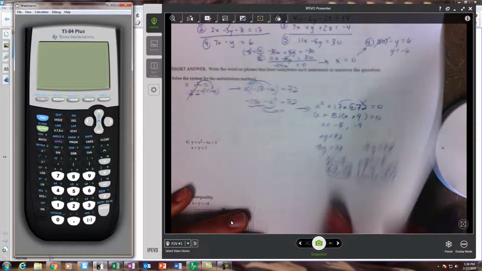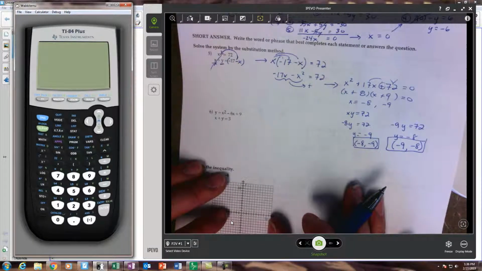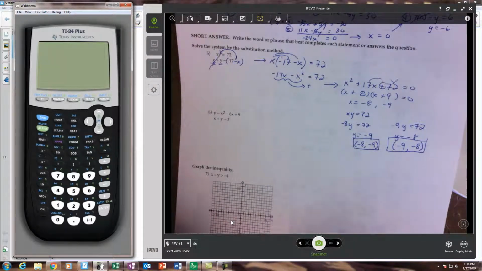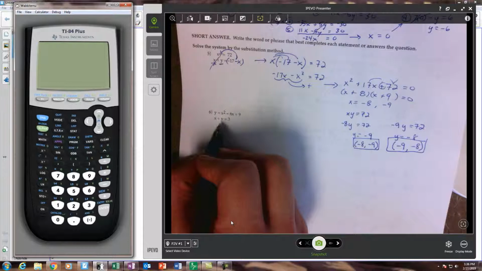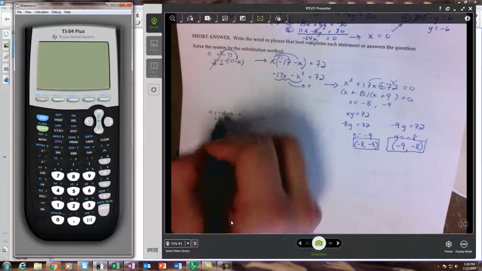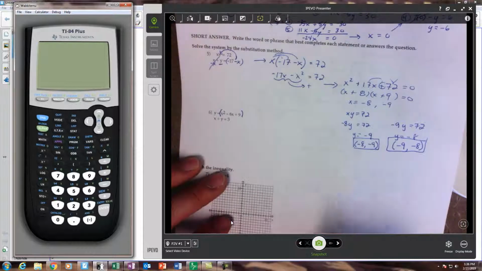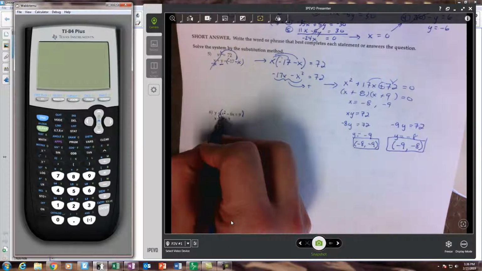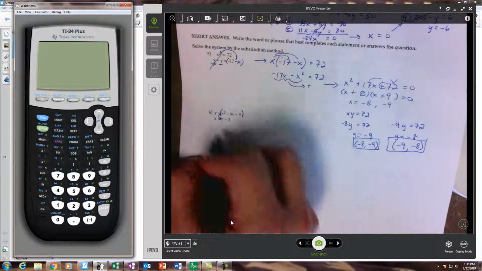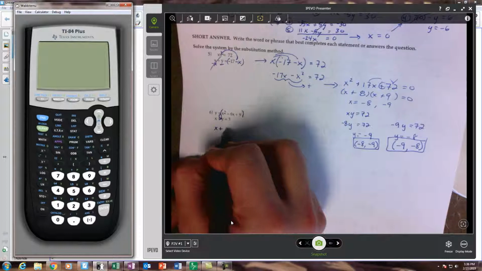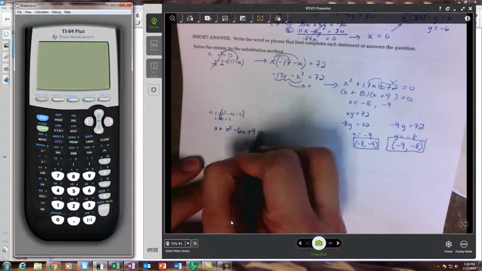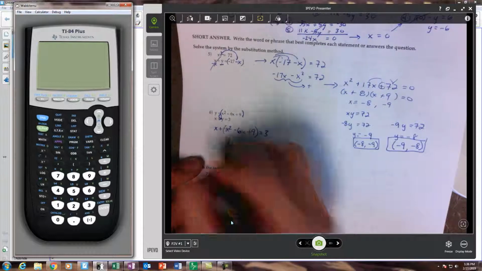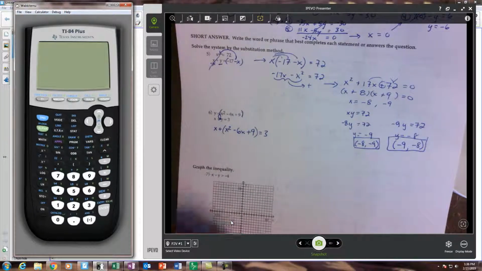Alright, we keep cruising. Question number 6, same idea, except that we're going to have to do substitution maybe in a different way. I can either solve this for y and plug it into the top equation, or since y equals all of that stuff, it could go right there where y equals, leaving me with x plus x squared minus 6x plus 9 equals 3. And you can see the y is what's in that parentheses.